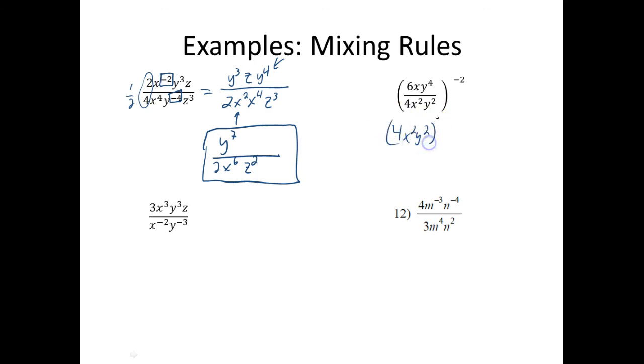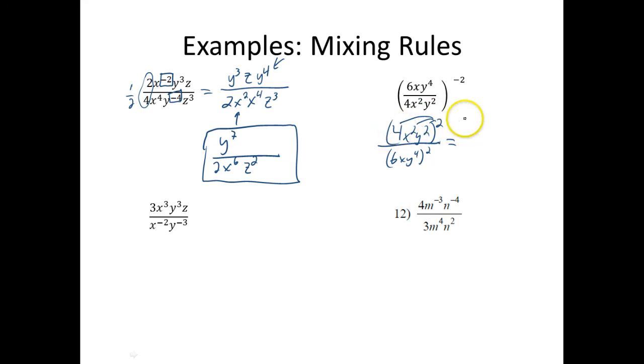And that's all raised to the 2nd power. Because what we've done is we've lost the negative because we flipped it to the top, but we still have to square it. Then the 6x y to the 4th is going to go to the bottom, and it's also going to be squared. So now this gets distributed to everybody.